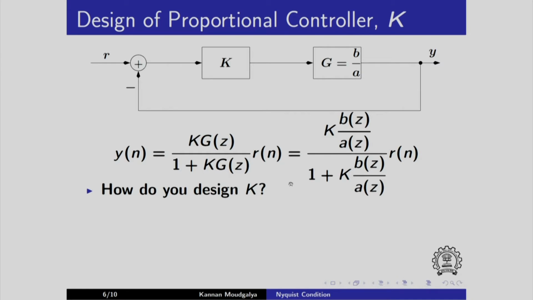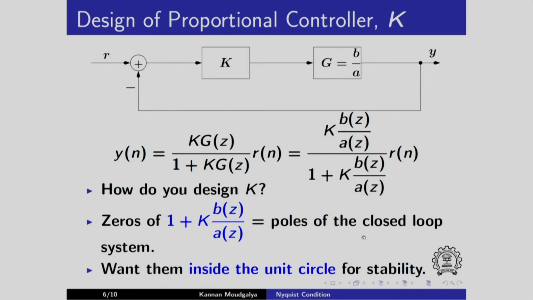How do we design K? We would want the poles of the closed loop system to be inside the unit circle for stability. In other words, the zeros of the denominator to be inside the unit circle for stability. This is something that you have to remember all the time in this course.